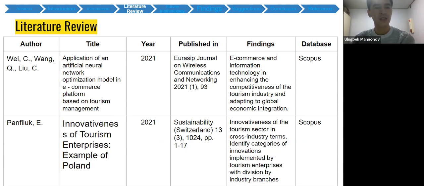And our second article is Innovativeness of Tourism Enterprise, Example of Poland, which is published in Sustainability magazine in 2021. This article is also Scopus article, which is one of the most reliable articles in the world. And this article is about innovativeness of the tourism sector in cross-industry terms and identify categories of innovations implemented by tourism enterprise with division by industry brands.